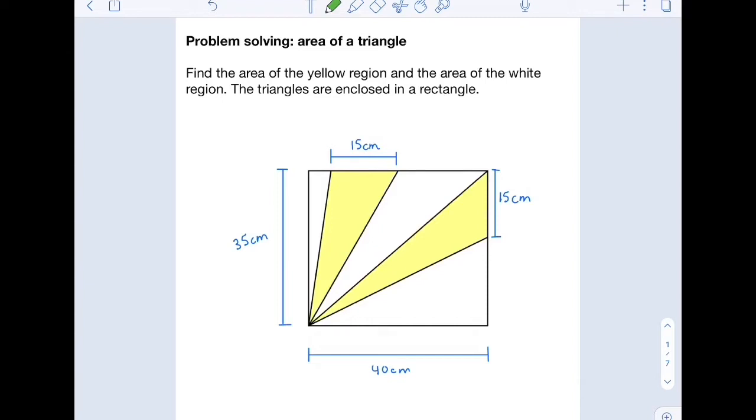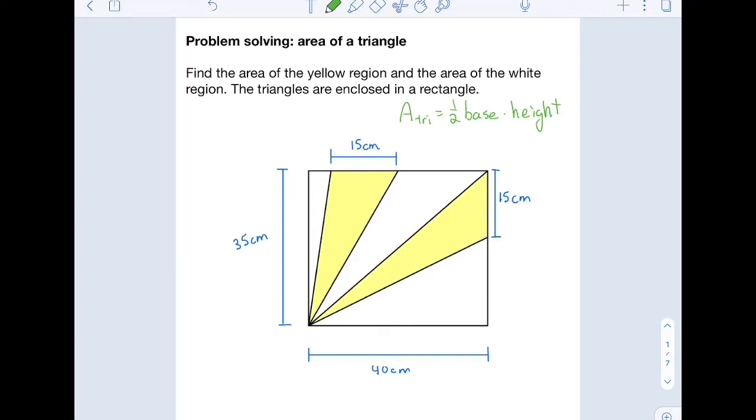There are multiple ways that we could go about solving this, and if you wanted to pause the video and give it a go, you could come back and compare your answer to my answer. Regardless of the method, we should get the same areas. Let's get started. So we'll start by writing down the formula that we need. We need the area formula of a triangle.